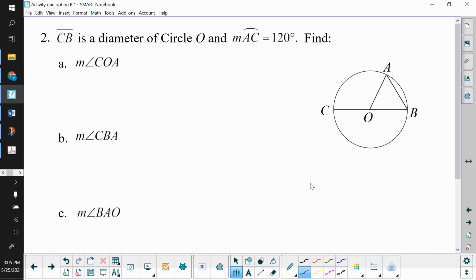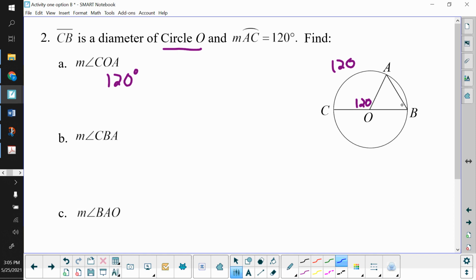All right, in our last example for this video, we've got a diameter CB. Now they really didn't need to tell us that because they told us circle O, we would automatically know CB is a diameter because it's passing through the center. They tell us arc AC is 120, and we want to find COA to start out. Well, angle COA is a central angle. We know from previous slides that a central angle is equal to the arc it opens up to. So part A here is just 120 degrees.